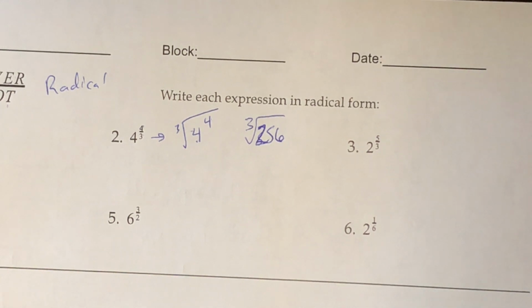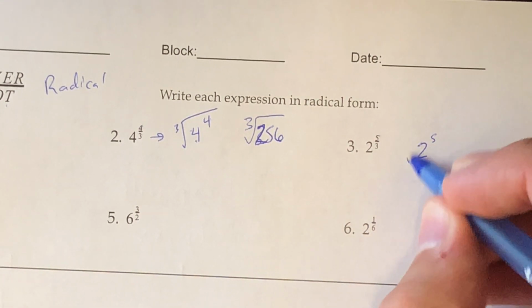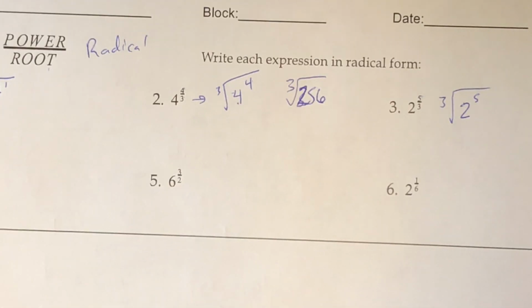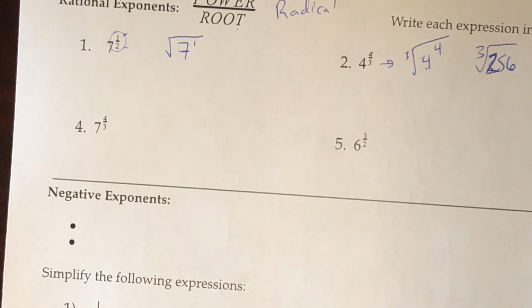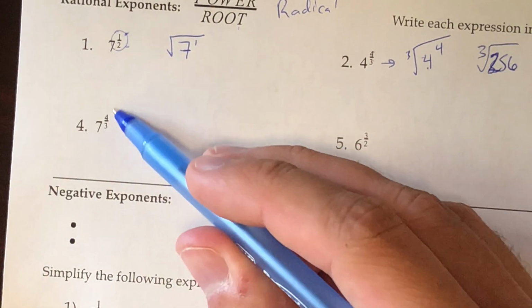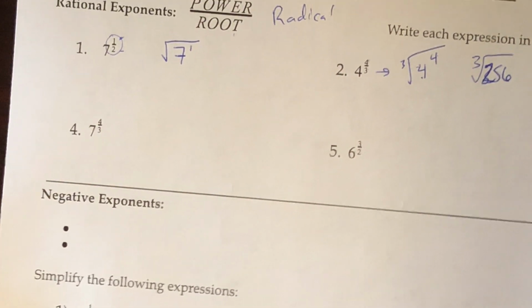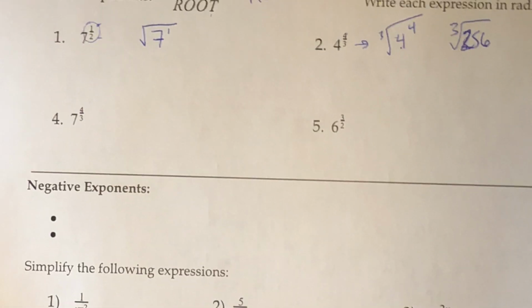Next, we have 2 to the power of 5 over 3. So power over root, so 2 to the 5th over the cube root. Okay. So just power over root. You've got 3 more problems here, so go ahead and try those. We've got 7 to the 4th over 3, 6 to the power of 3 over 2, and then lastly, 2 to the power of 1 over 6. So go ahead, pause it, quick do those.